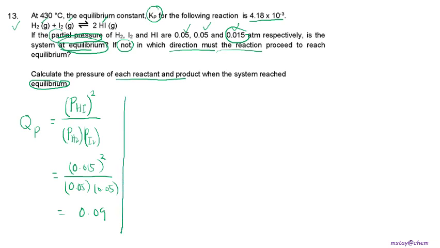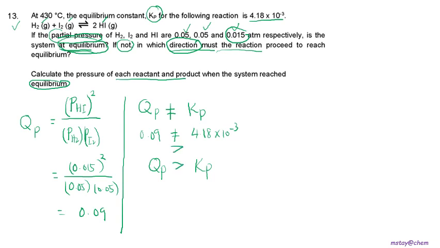Because the question wants us to know whether it is at equilibrium, you can compare the Qp with the Kp value. Qp is 0.09, and the Kp given is 4.18 exponent negative 3. So Qp and Kp are not equal. After we know they are not at equilibrium, we need to know the direction, whether the reaction is going to move to the left-hand side or the right-hand side. When we compare the values here, we notice that the Qp value is greater than Kp. So with this, we know that the reaction will move backward, to the left.